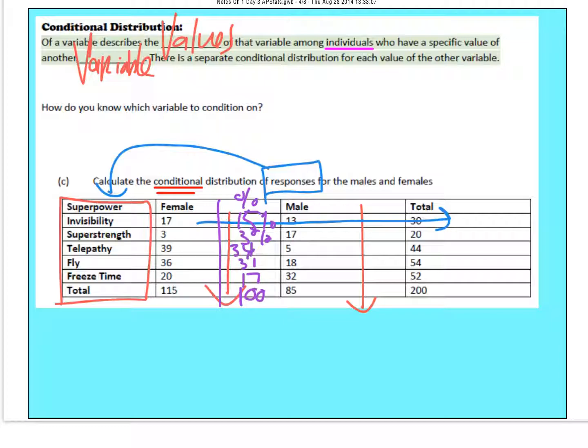For the males, the same thing. We have 85 males in total, so for conditioning of the responses by the males, 13 of 85 responded that they want to be invisible, so that would be a 15% total here. Then we have 20, 6, 21, 38, and again, 100. So this here would represent our conditional responses.